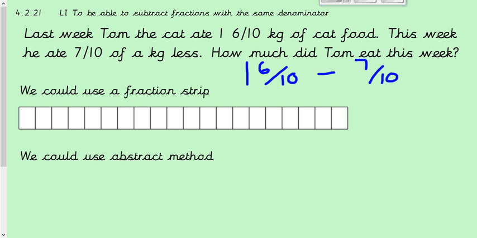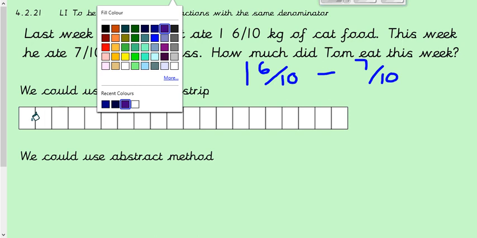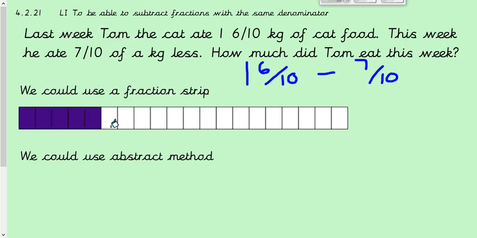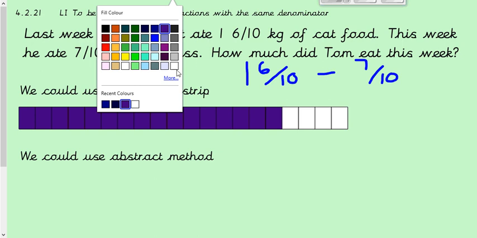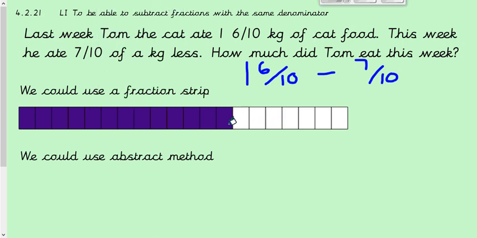So I'm going to plot it on the fraction strip to show you. So 1, 2, 3, 4, 5, 6, 7, 8, 9, 10, because that will be 1 whole because it's 10. 10/10 is 1 whole, and then we add on that 6. 1, 2, 3, 4, 5, 6. So then we're going to take away 7/10. 1, 2, 3, 4, 5, 6, 7. Ooh, I did the wrong one, but that should still count. And then we see how many we've got left. 1, 2, 3, 4, 5, 6, 7, 8, 9. So therefore our answer would be 9/10.